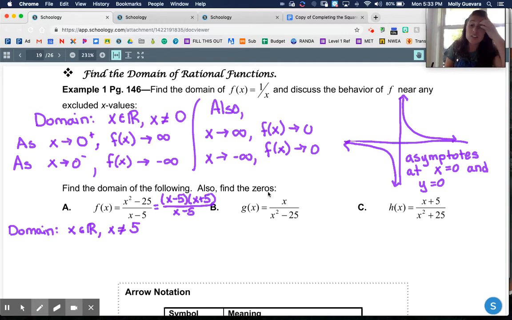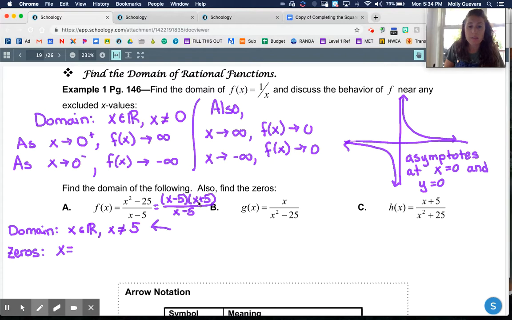Then it says also find the zeros. Well, zeros are anything that makes the top 0. Okay, so my zeros, let's look. Here, if I plug in 5, I would get 0. But right here, it tells me I'm not allowed to plug in 5. So even though it would make the top 0, I can't have it because I'm not allowed to plug in 5. Okay, so that one's no good.